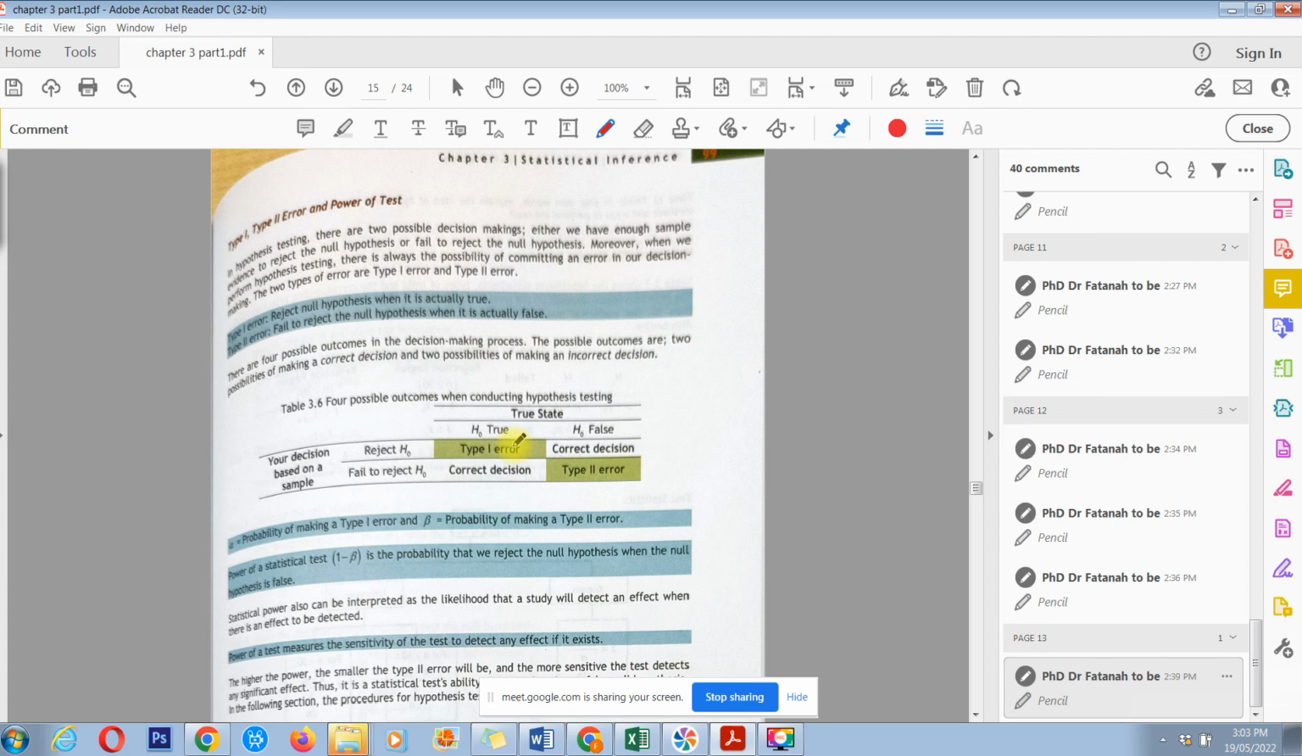Tapi type 1 error, H0 tu betul, tapi bila kita buat pengiraan, buat analisis, kita buat conclusion H0 dia tu salah, padahal H0 tu betul. Itu kita akan bincangkan kat sini nanti. Type 1 error and type 2 error. Macam tak nampak lagi kan contoh dia tu.